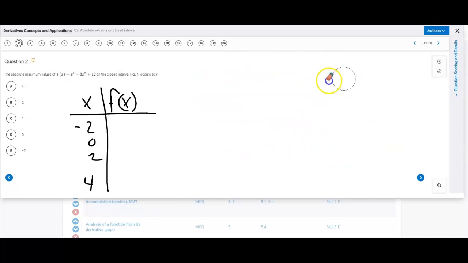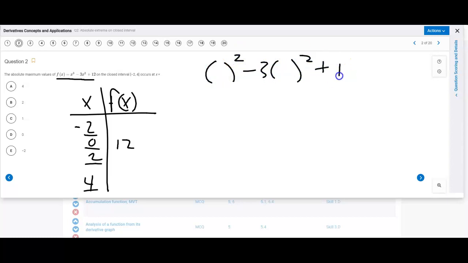I guess it makes it a little tedious when you actually got to go find all the values, though, because we do need to plug in each one of these numbers now. 0 is pretty easy to plug in. If you plug in 0 to your original function, you're just going to get 12. But let's go ahead and do the other numbers. I'm going to start by plugging in -2. That's going to give me -8 minus 12 plus 12, and that gives me -8.